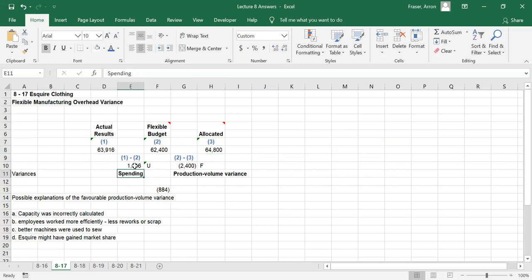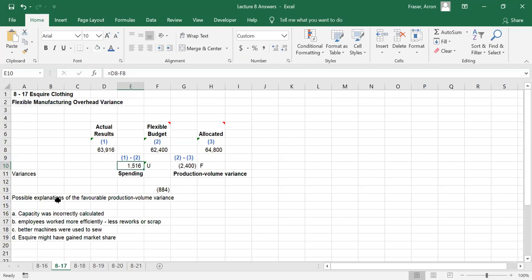The variances, the spending variances, it's actual results minus the flexible budget. So since actual is 63,916 and the flexible amount is 62,400, actual is more than flexible, so it will be unfavorable. And that'll be $1,516.